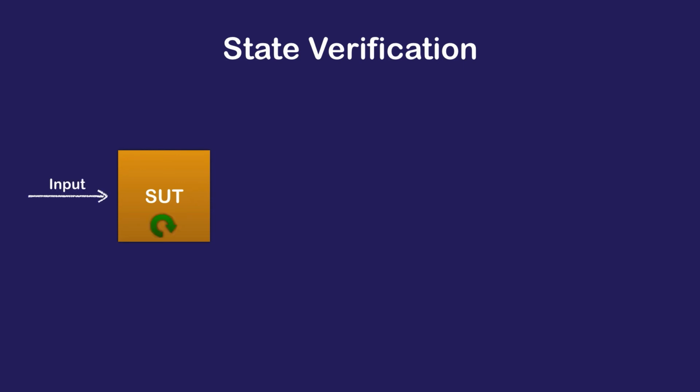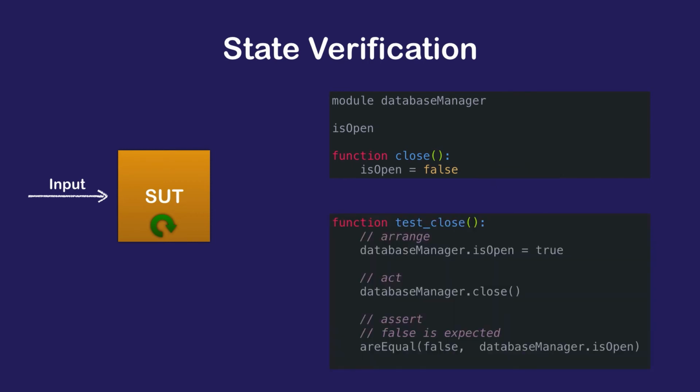So the next technique we are going to see is state verification. State verification is similar to result verification, but rather than checking the result of the subject, we will check the state of an object or something similar. Consider an example of testing a function that closes the database connection. When we call this function, it is not going to return anything. Instead, it is going to change the state of the isOpen field. So, we need to verify the state of the isOpen field to ensure the correctness of the close function.